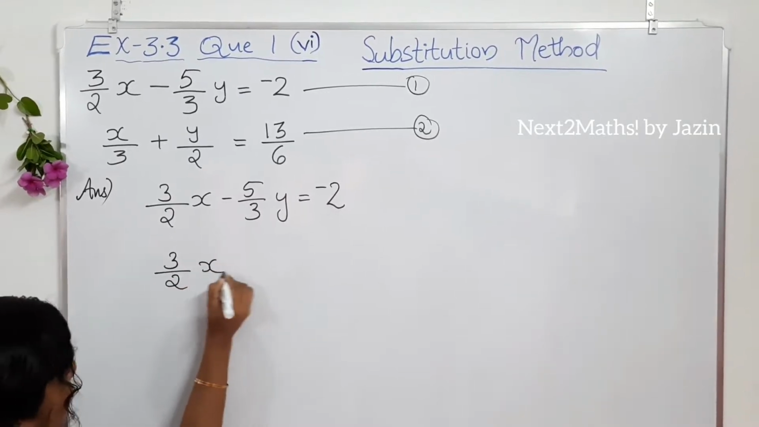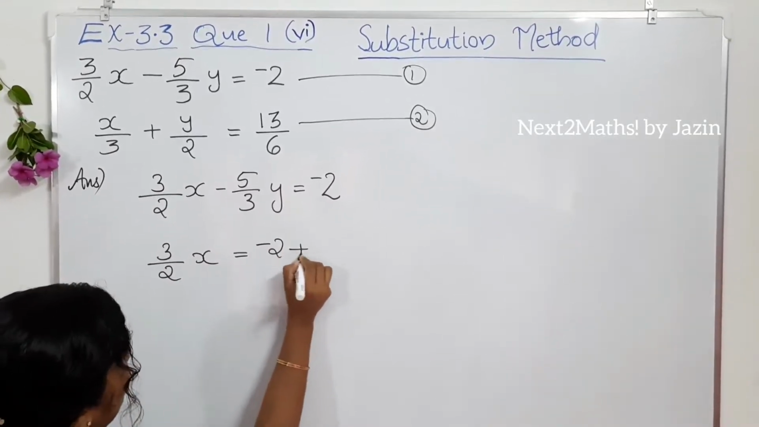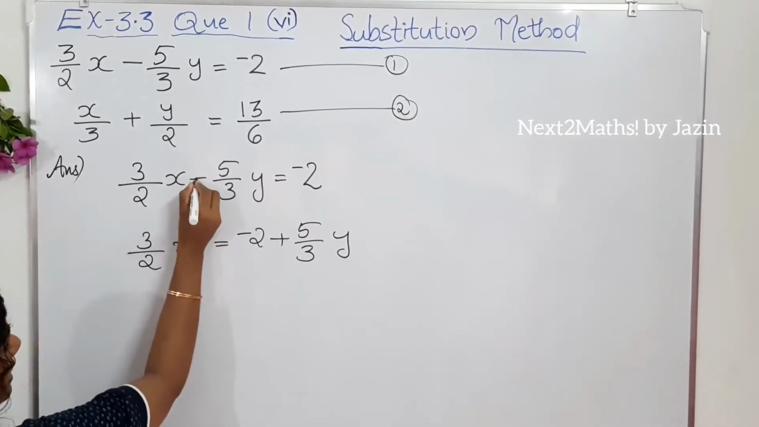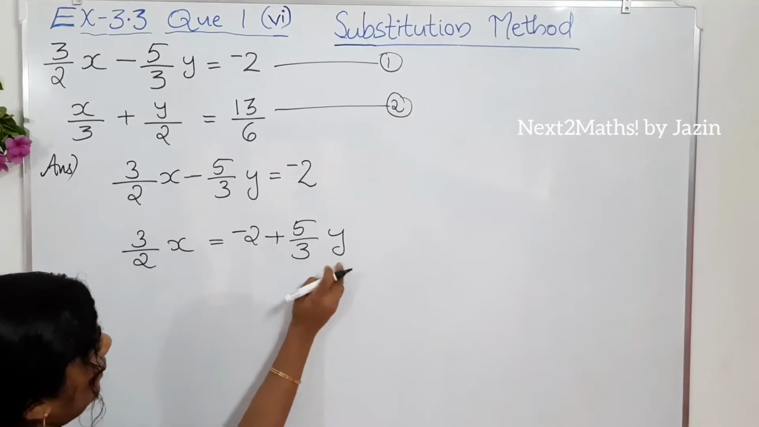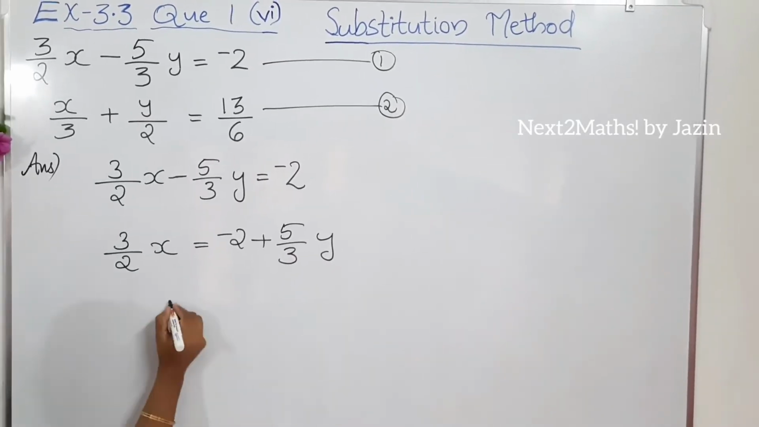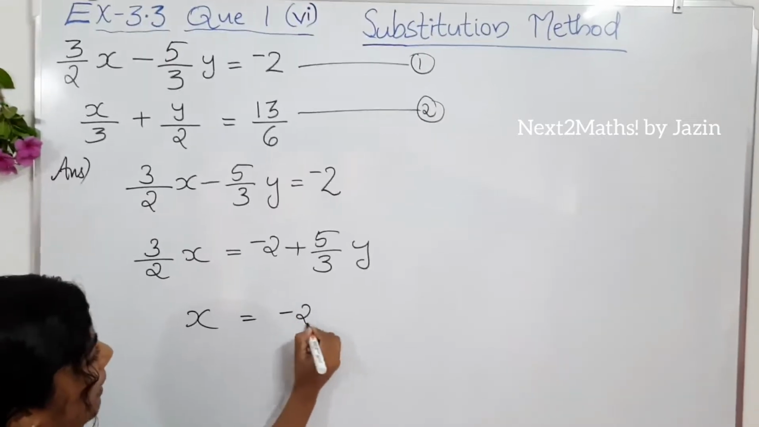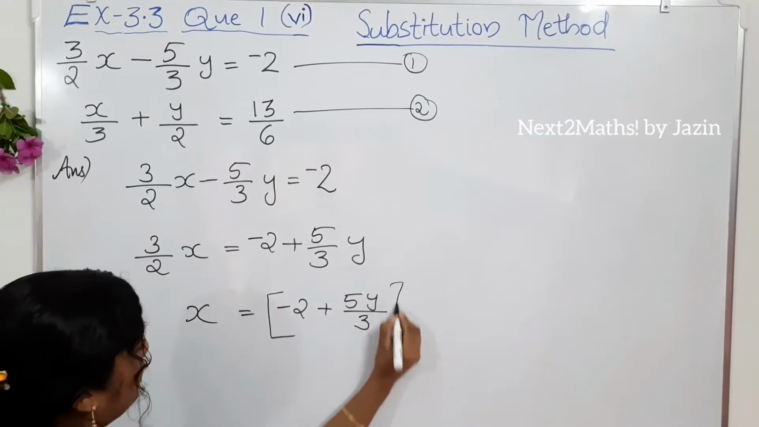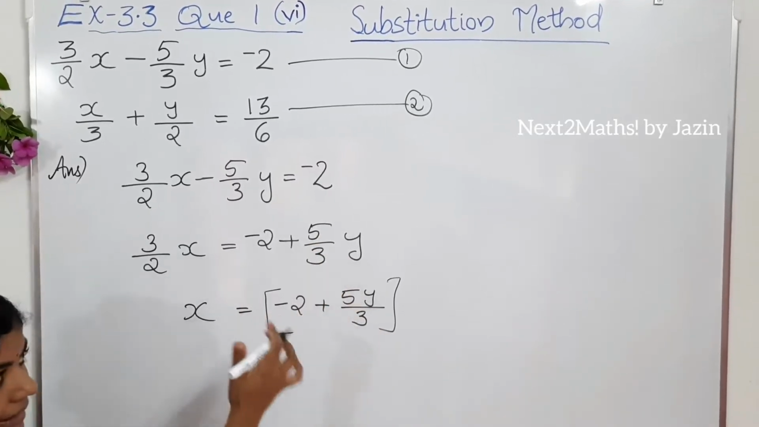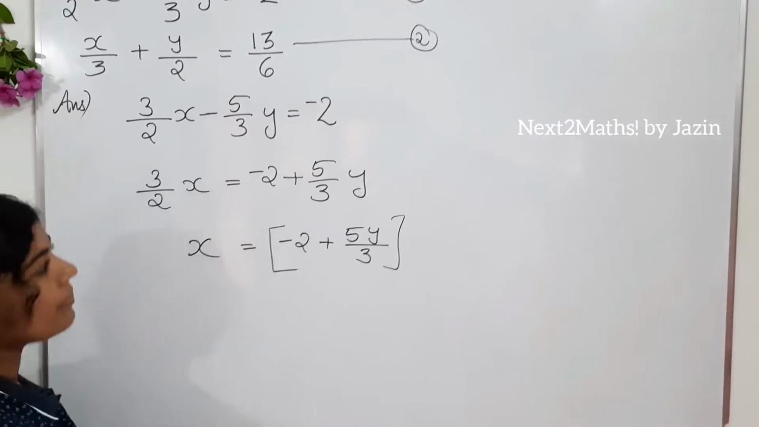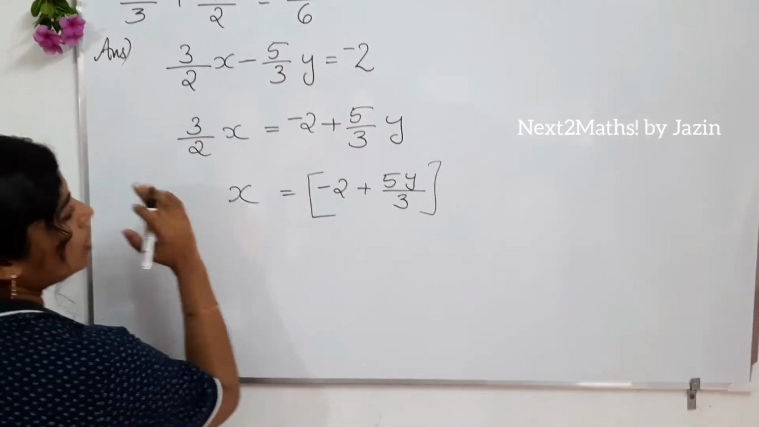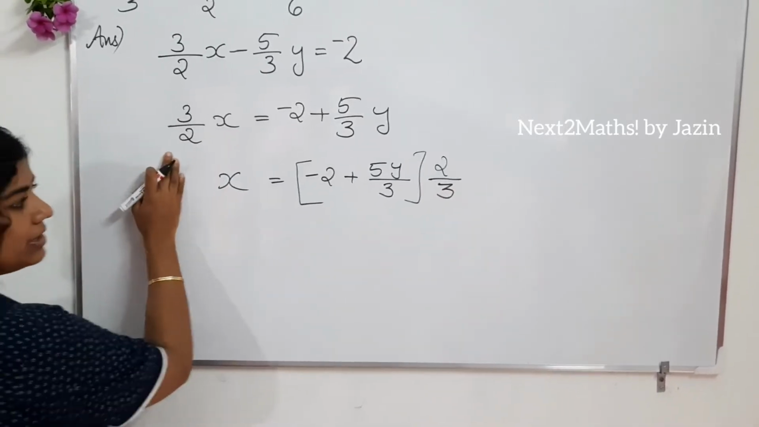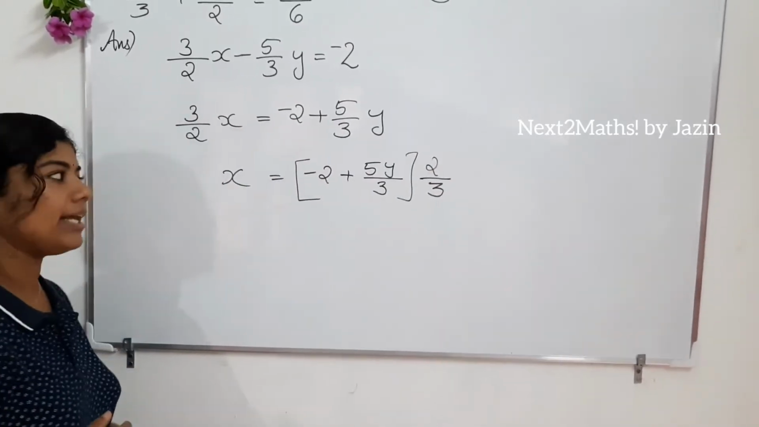So 3 by 2 x equals minus 2 plus 5 by 3 y. This minus 5 by 3 goes to the right side as 5 by 3 y. Now what is x? So x is equal to minus 2 plus 5y by 3, multiplied with this 5 by 3y, you can write 5y by 3. Then 3 by 2 goes to the right side as 2 by 3. 2 is the denominator, on the RHS side it will be the numerator.